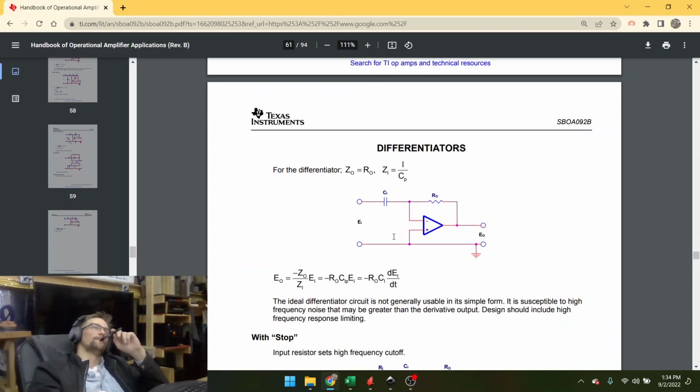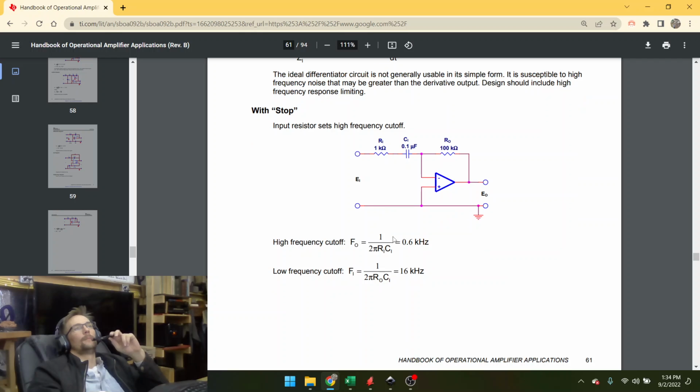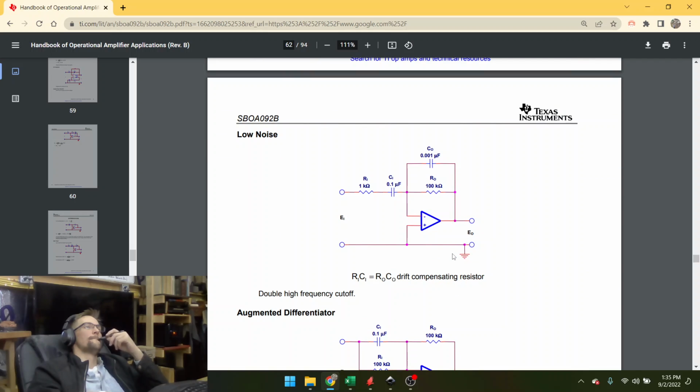Differentiators. With stop. High frequency cutoff, low frequency cutoff. Drift compensating resistor.